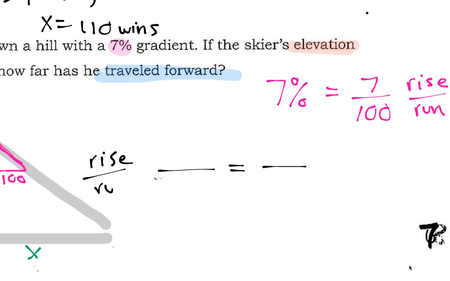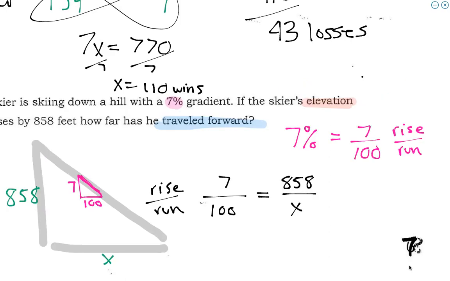So these fractions are going to be rise over run, 7 over 100. We want to know how far are we going to run, or how far horizontally are we going to move if we go 858 feet down. So all we're saying is this slope, this fraction, has to be just a bigger version of this fraction, because this slope never changes.